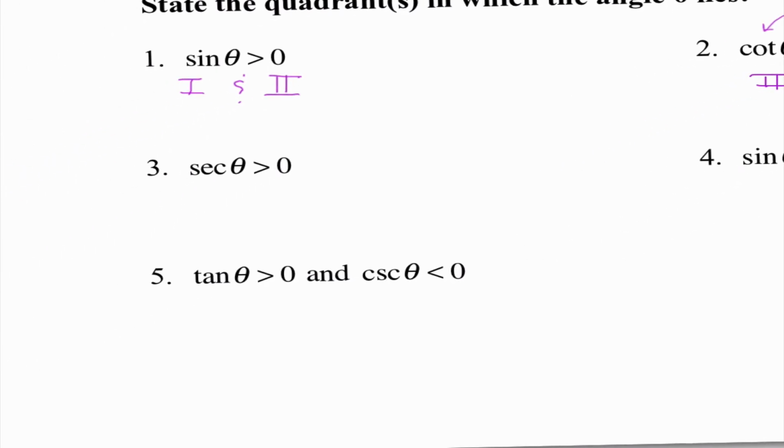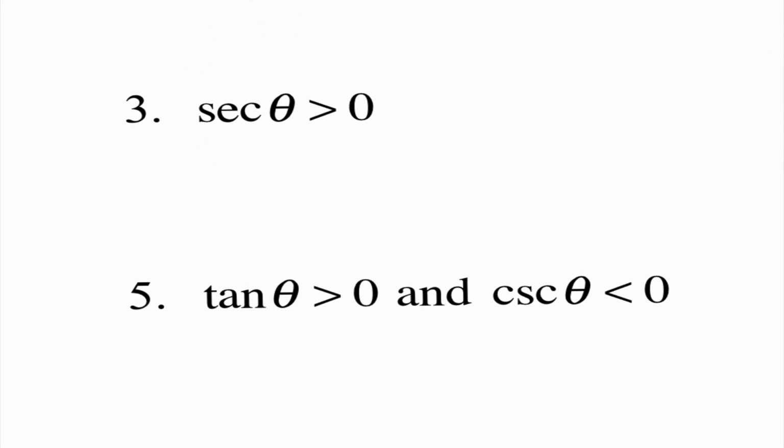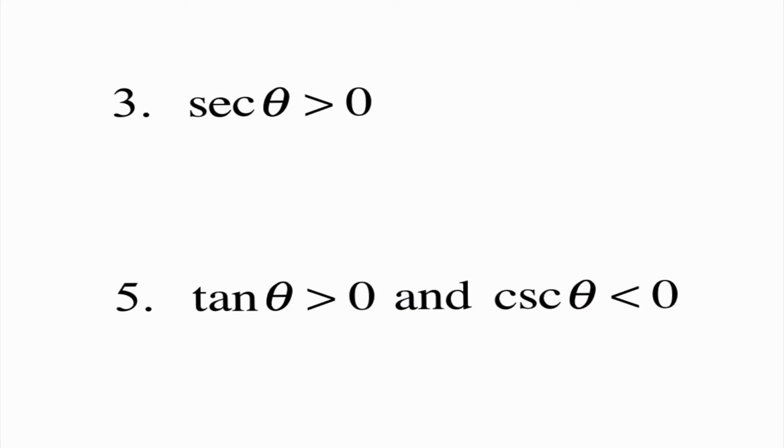Okay, so from here on out, I'm not going to zoom in on the graph. Hopefully you guys can do that on your own if you need to. Okay, but I think it's super helpful for us. So let's look at secant. Once again, I know secant is really cosine, so I need to think what quadrants is cosine positive in. And it is positive in quadrant 1, and it is also positive in quadrant 4.